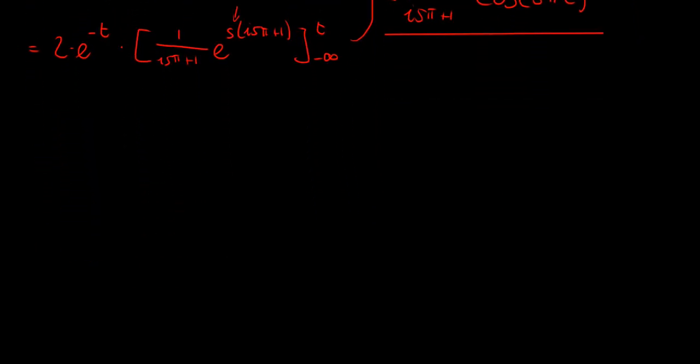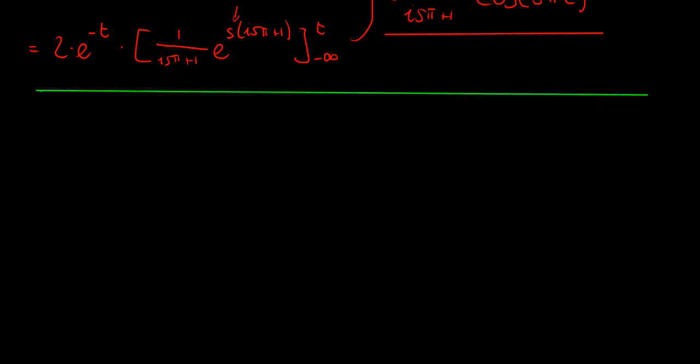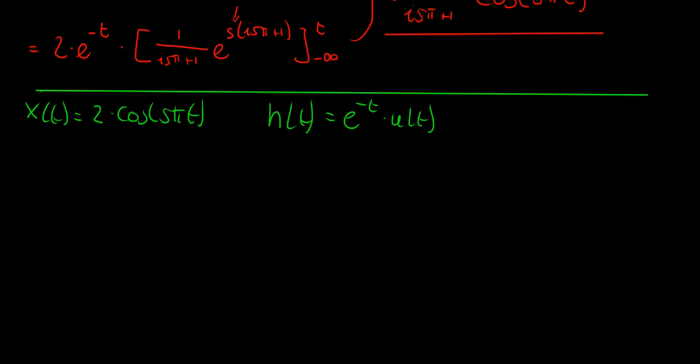Okay, now let's do this way easier. Recall x of t is our 2 times the cosine of 5 pi t, and our impulse response was equal to e to the power negative t times the step function. Well, let's first calculate what our H omega will be, because we could just do x of t multiplied with the H omega. What is our H omega?